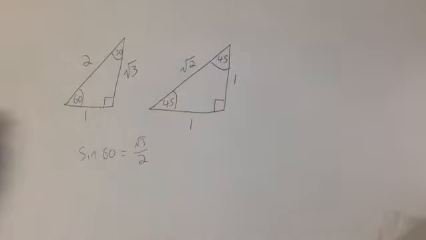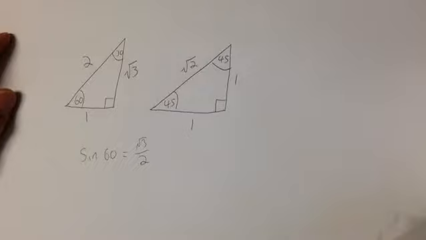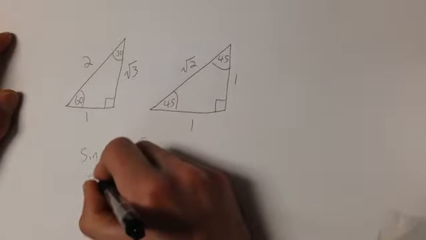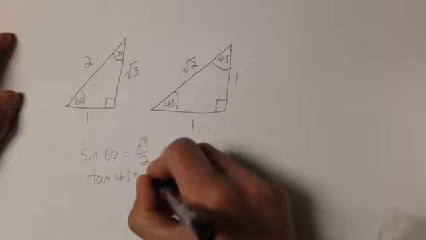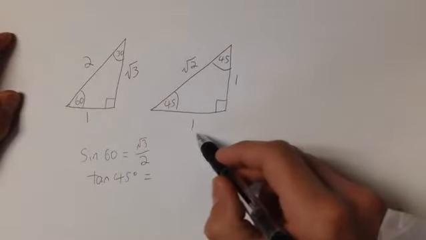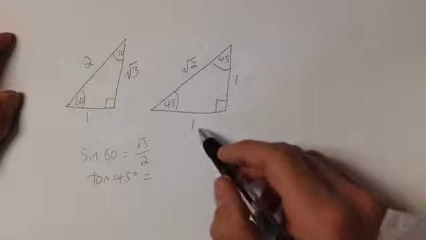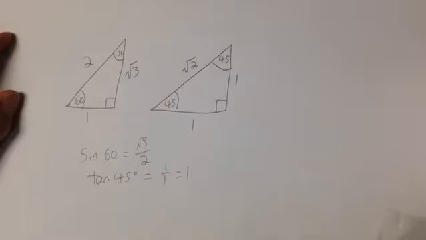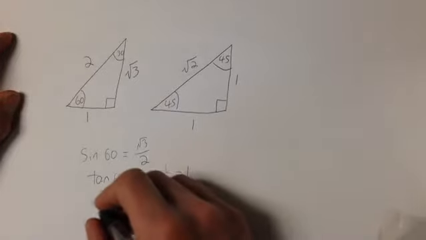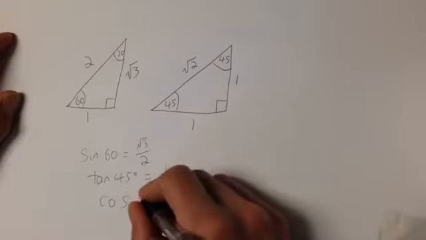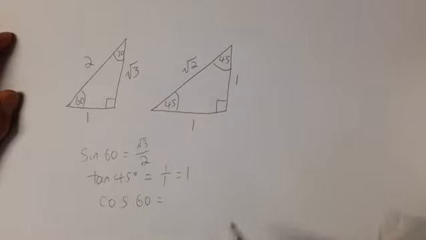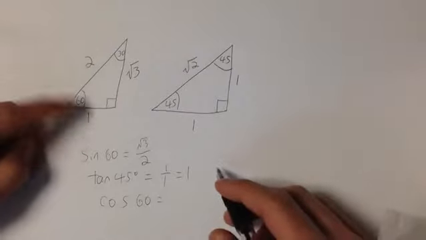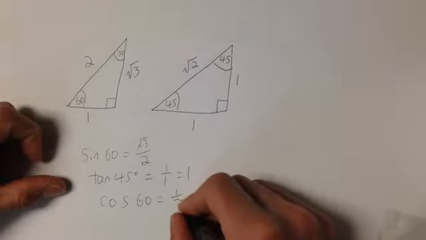From these triangles, you can find the sine, cosine, and tan of 60 degrees, 30 degrees, or 45 degrees. As another example, the tan of 45 degrees is opposite over adjacent. Opposite is 1, adjacent is 1, so the tan of 45 degrees is equal to 1. One last example, the cosine of 60 degrees, which remember is adjacent over hypotenuse. The cosine of 60 degrees is 1 over 2.